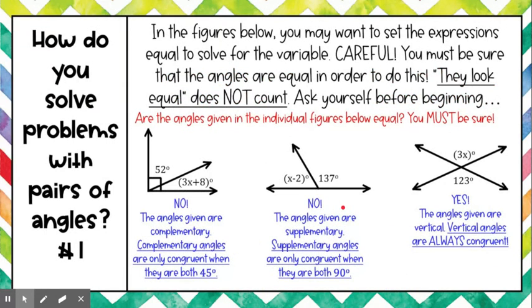So, how do you solve problems with pairs of angles? Well, in the figures below, you want to set the expressions equal to solve for the variable. And you have to be careful because you have to look and be sure that the angles are equal in order to do this.